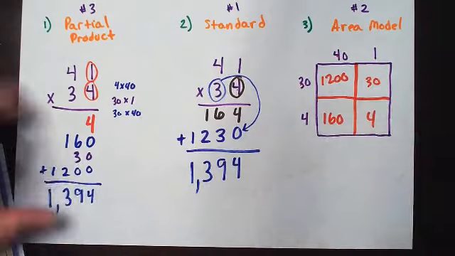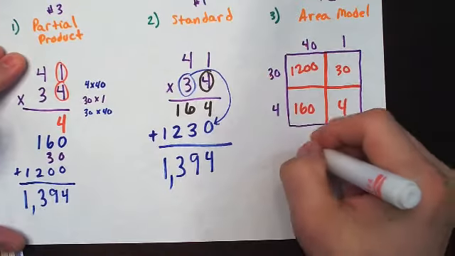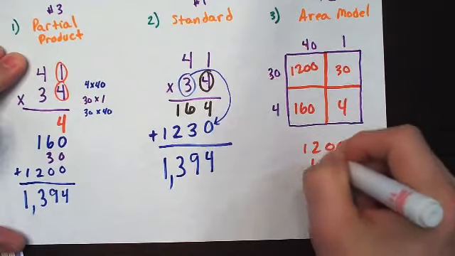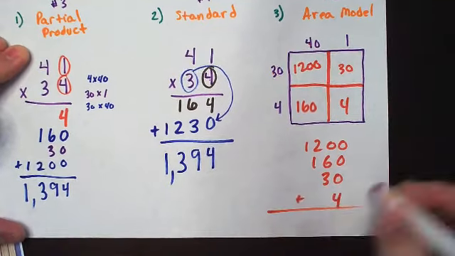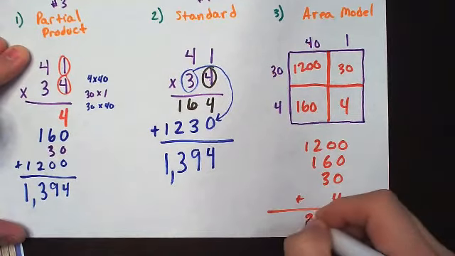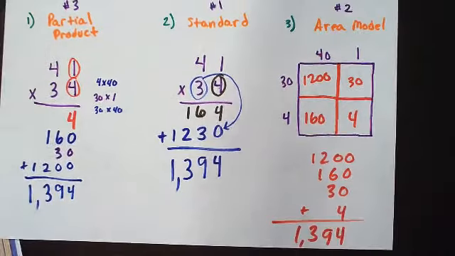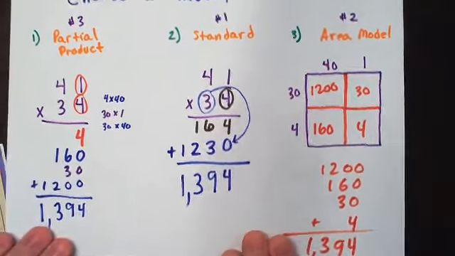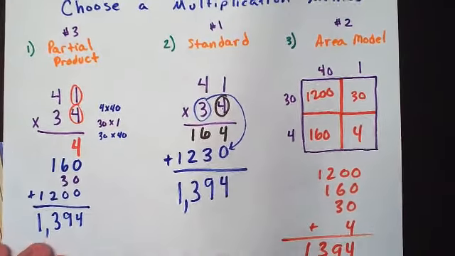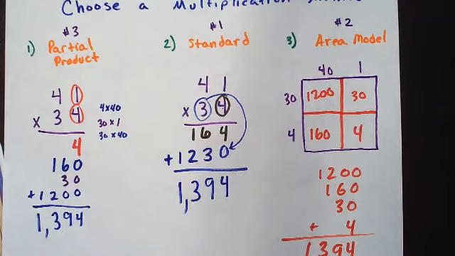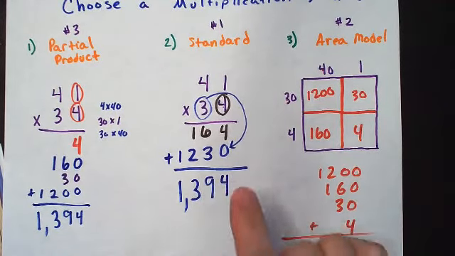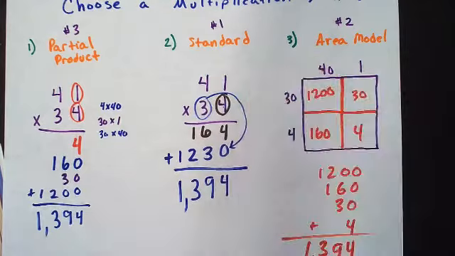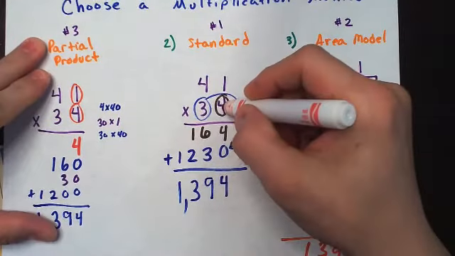And if you look, those numbers still match. So the 4, the 160, the 30, and the 1200. And then to get this, you would just add them up. So 1200, 160, 30, and 4. And we get the same answer, 1394. Okay, so here's your 3 ways that you can choose to use. And just by visually looking at it, you can see this one is less work, but you have to make sure that you do the correct form here.